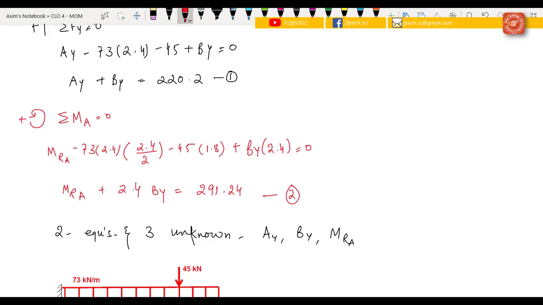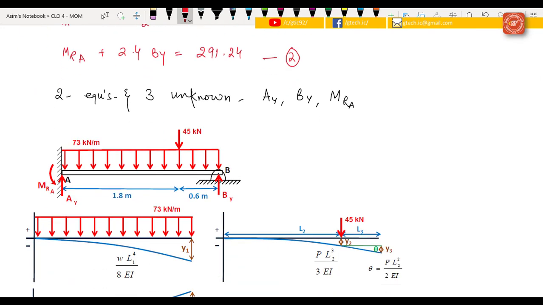So now we have two equations and three unknowns, so we can't solve that. For that case, we first use the superposition technique.